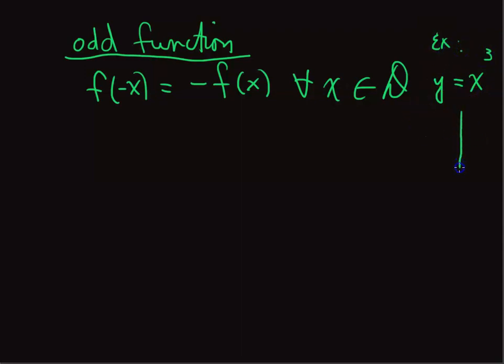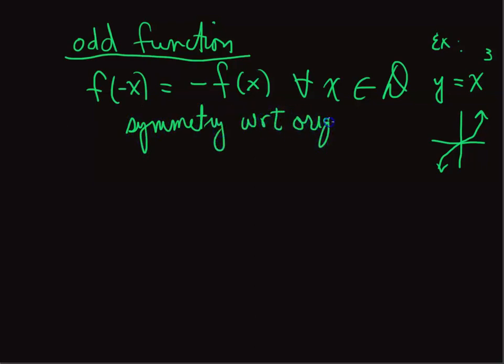And if you remember x cubed, it starts down and ends up, but it gets wider and wider. So if you go to f of x, you get a positive value, but negative f of negative x gives you a negative value, but they're the same values. So this has symmetry with respect to the origin. That's odd functions. So what are even functions?